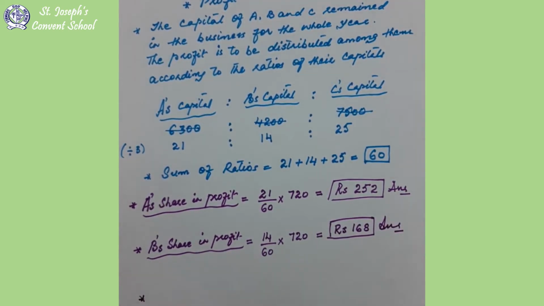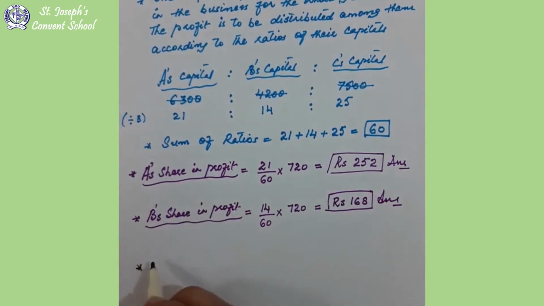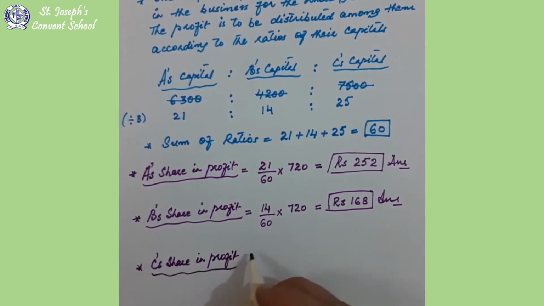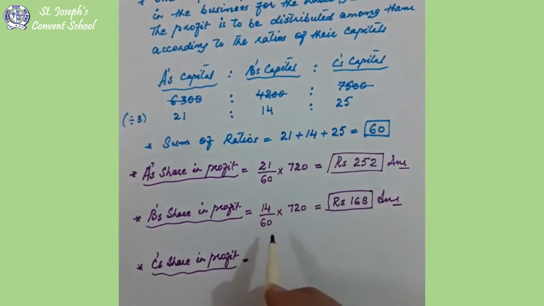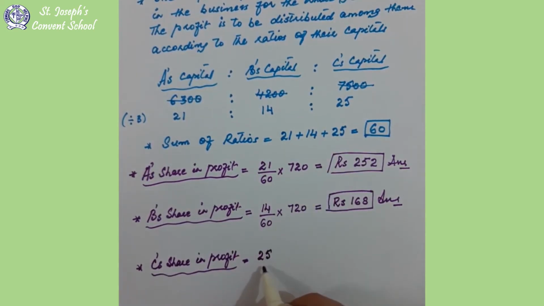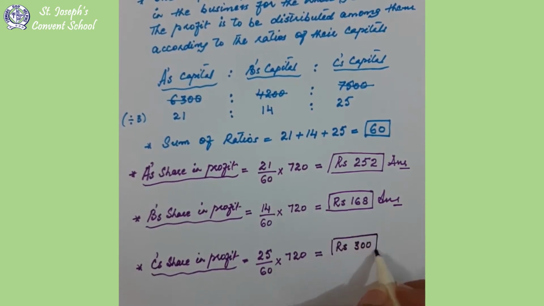Now third one. Third is C's share in profit. C is 25 divided by 60, 25 divided by 60 multiplied by profit 720. So again with calculator you'll calculate 25 multiplied by 720 divided by 60. With calculator answer will come rupees 300. So this is the third answer.